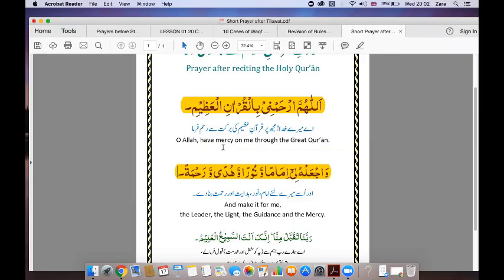Excellent. And a translation, please. O Allah, have mercy on me through the great Quran, and make it for me the leader, the light, and the guidance and the mercy.